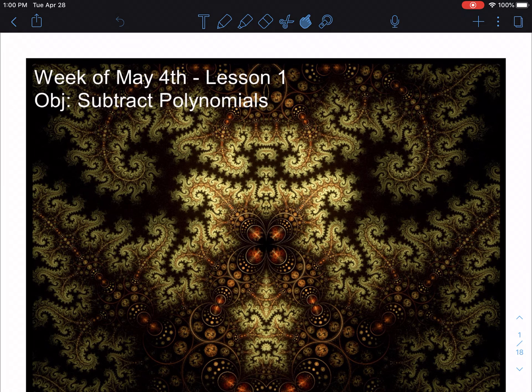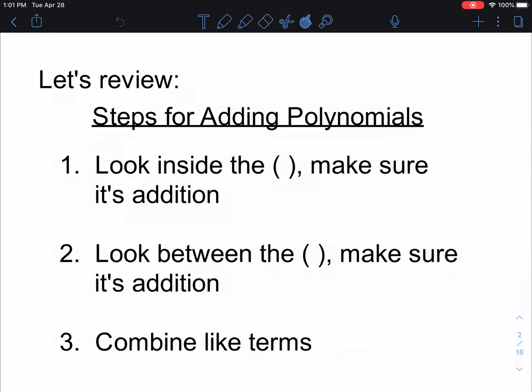Hello class. Today we're beginning the week of May 4th, and this is our first lesson. This week we're going to have one lesson and we'll have one assessment. So today we're going to talk about subtracting polynomials.